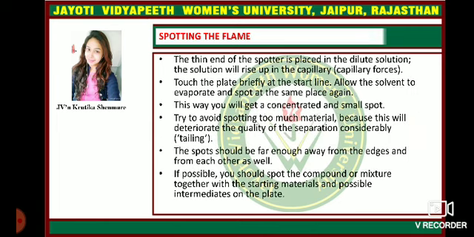Spotting the plate. The thin end of the spotter is placed in the dilute solution. The solution will rise up the capillary. Touch the plate briefly at the start line, allow the solvent to evaporate, and spot at the same place again. This way you will get a concentrated and small spot. Try to avoid spotting too much material because this will deteriorate the quality of the separation considerably. The spots should be far enough away from the edges and from each other as well. If possible, you should spot the compound or mixture together with the starting material and possible intermediates on the plate.